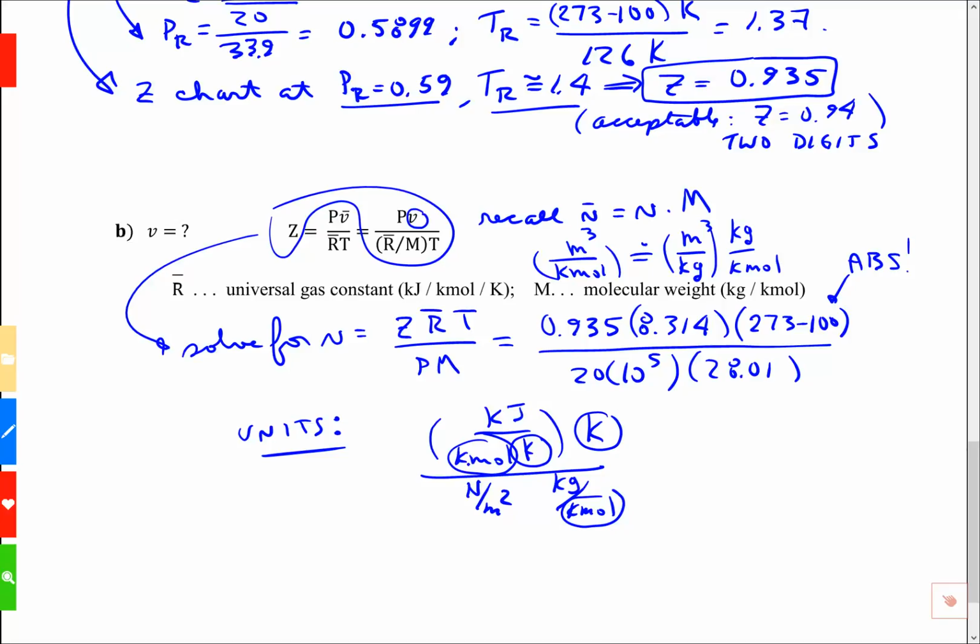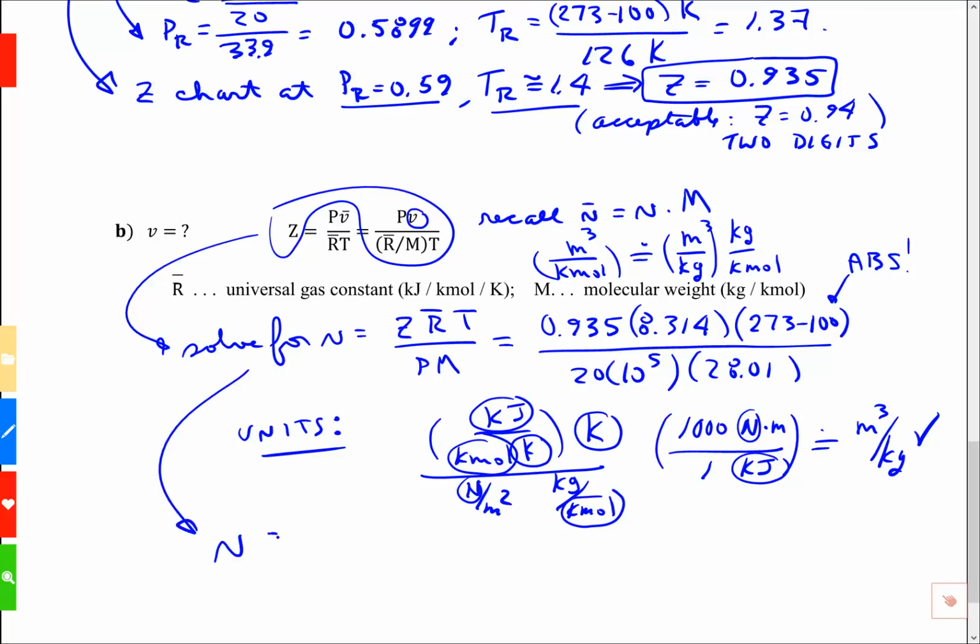To make that fix, I'm going to add a conversion. I'm going to take 1,000 joules, which is a Newton meter, per 1 kilojoule. So this is a conversion here, and that gets rid of kilojoules, that gets rid of newtons and newtons, and I have left meters cubed per kilogram. My units work out okay. Let's crunch the numbers. V is going to be 0.02401 meters cubed per kilogram. That's what I was asked to find.